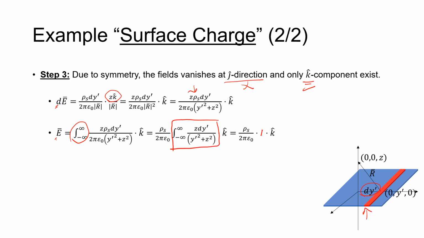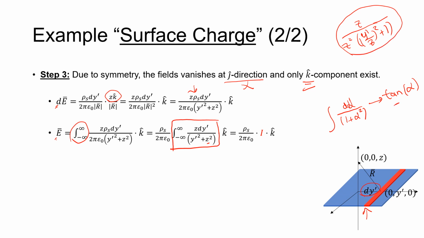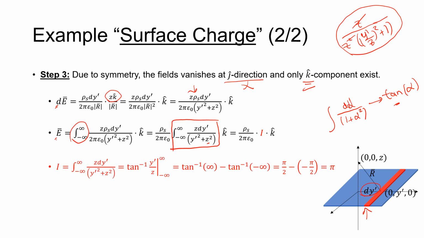Finally, if you make the mathematical manipulation, you need to calculate this integral, and it actually looks like the integral relevant to 1 over 1 plus alpha squared, and if you integrate it with respect to alpha, you will get tan inverse alpha. The only difference here is you have this z here, not 1. So if you rewrite this one, z over z squared times y dash over z squared plus 1. This is solvable the same as this one, but you need to take care of that.